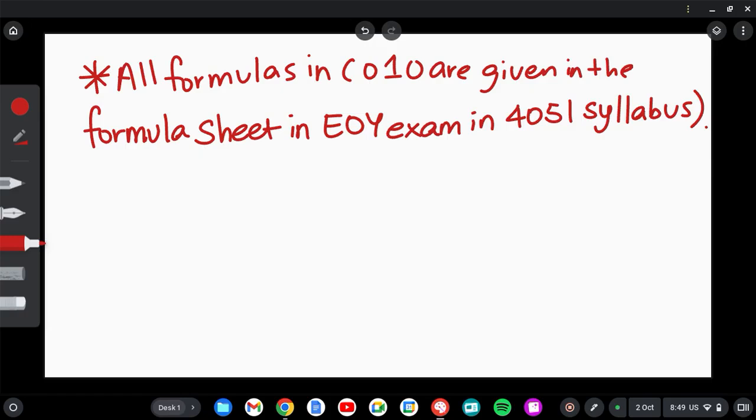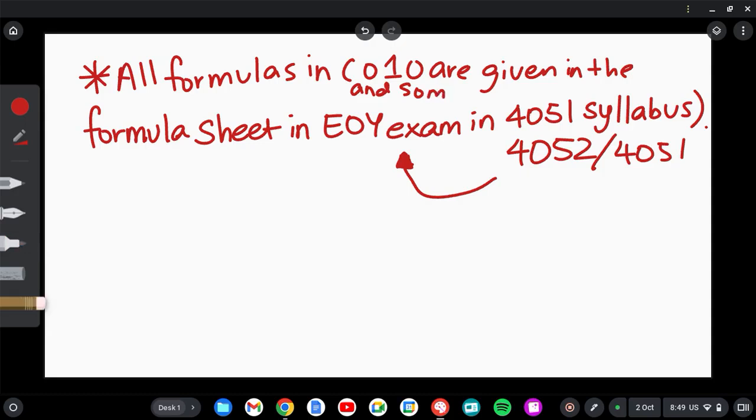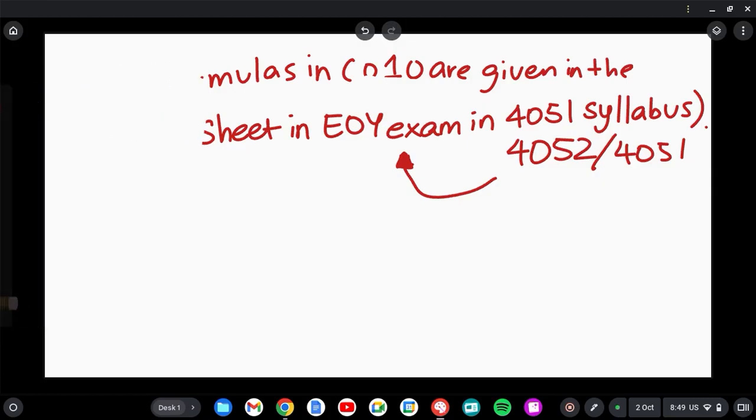So if you're taking 4051 and 4052, you should be able to know that all formulas for chapter 10 and some for chapter 9 are given in the formula sheet. So you do not need to memorize stuff like what is tangent 2A. Don't need. It's all given in the formula sheet.